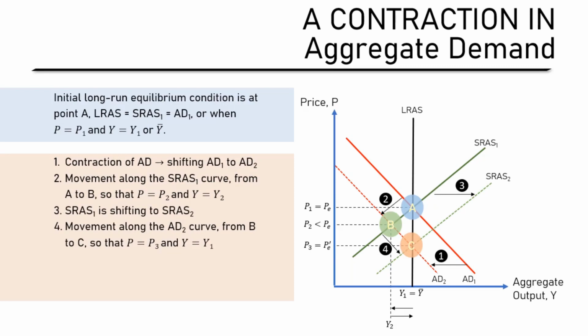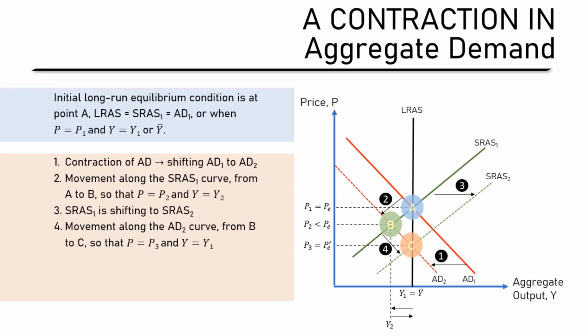Interpreted differently using the sticky price theory, adjusting expected price level means reducing it to the actual level. As a result, at any level of output, price level is now lower. It is also the shift of SRAS curve to the right or downward.